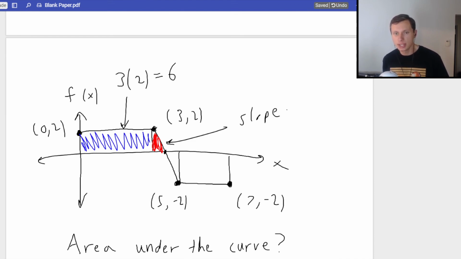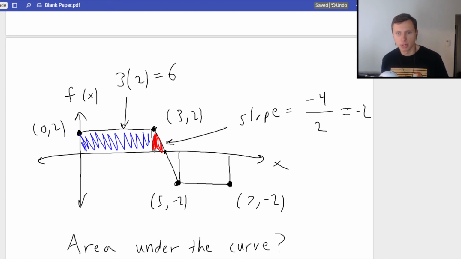The slope is equal to the rise over the run, right? I see that I'm going down 4: 1, 2, 3, 4, to get from positive 2 to negative 2. So the rise is negative 4. The run, I'm going from x equals 3 to x equals 5. So the run is 2. In other words, my slope is negative 2.